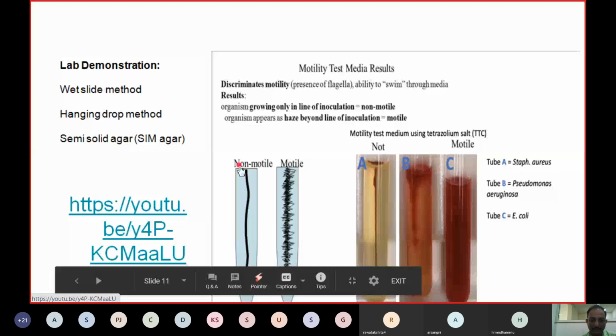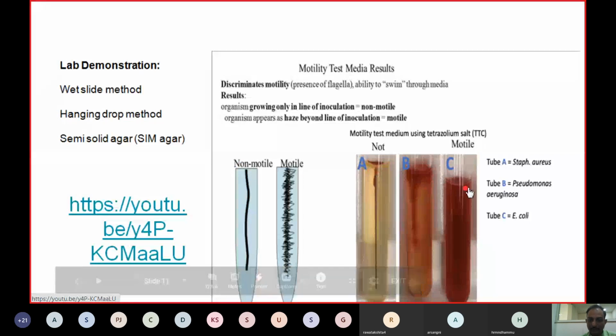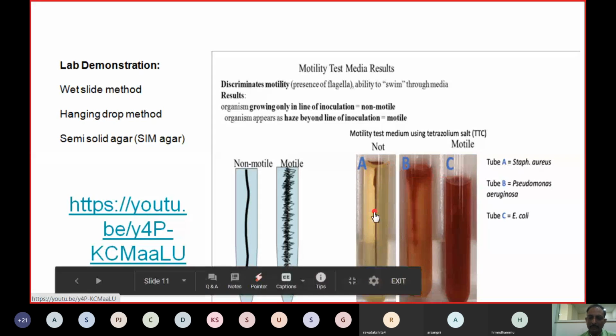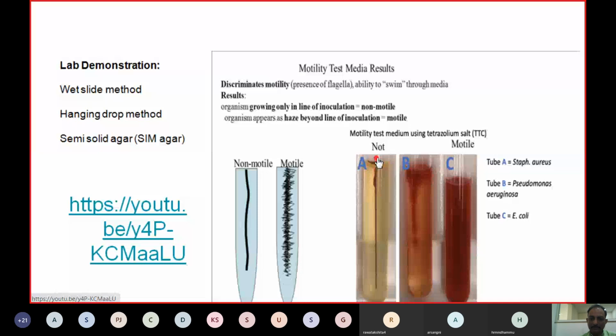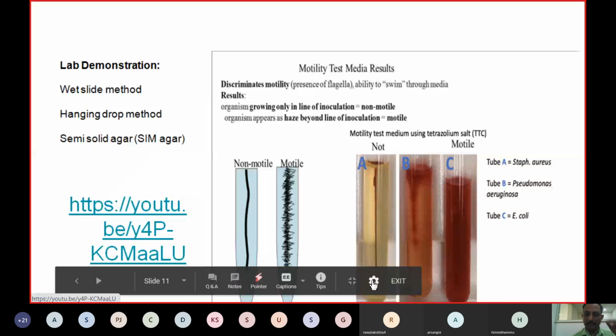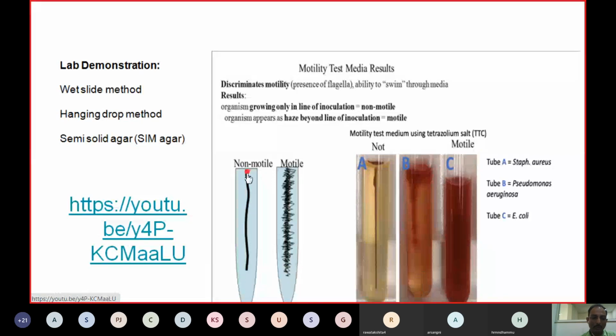You can see this picture. This is non-motile. Here you can see these tubes, right? Just assume this tube is containing some media, right? And the bacteria is inoculated or transferred into this media. Bacterial culture is transferred into this media. Now, if bacteria is non-motile, then what will happen? If bacteria is non-motile, then the bacterial growth will occur on the line of inoculation.